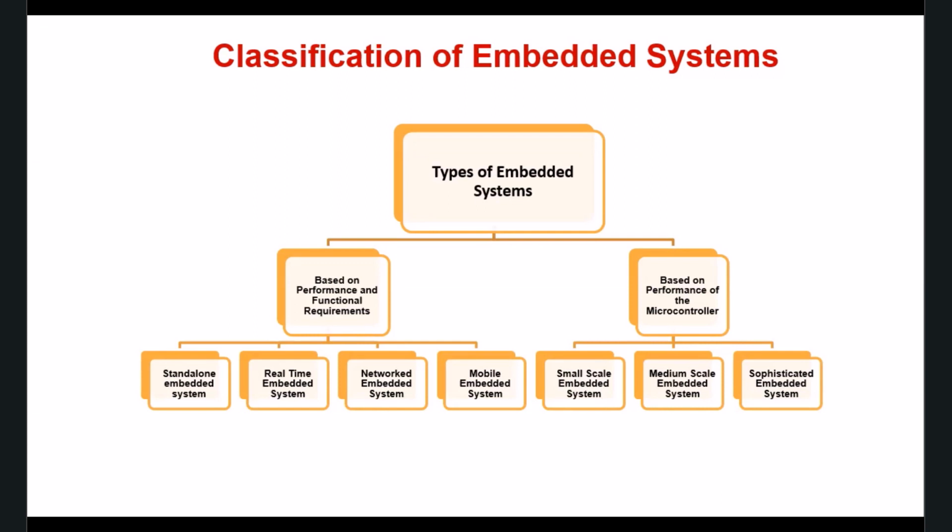Now, the second broad category we'll talk about is based on the microcontroller or the microprocessor used to develop that particular embedded system. And based on that, three different categories are given: small scale embedded systems, medium scale embedded systems, and large scale or sophisticated embedded systems. Small scale embedded system.